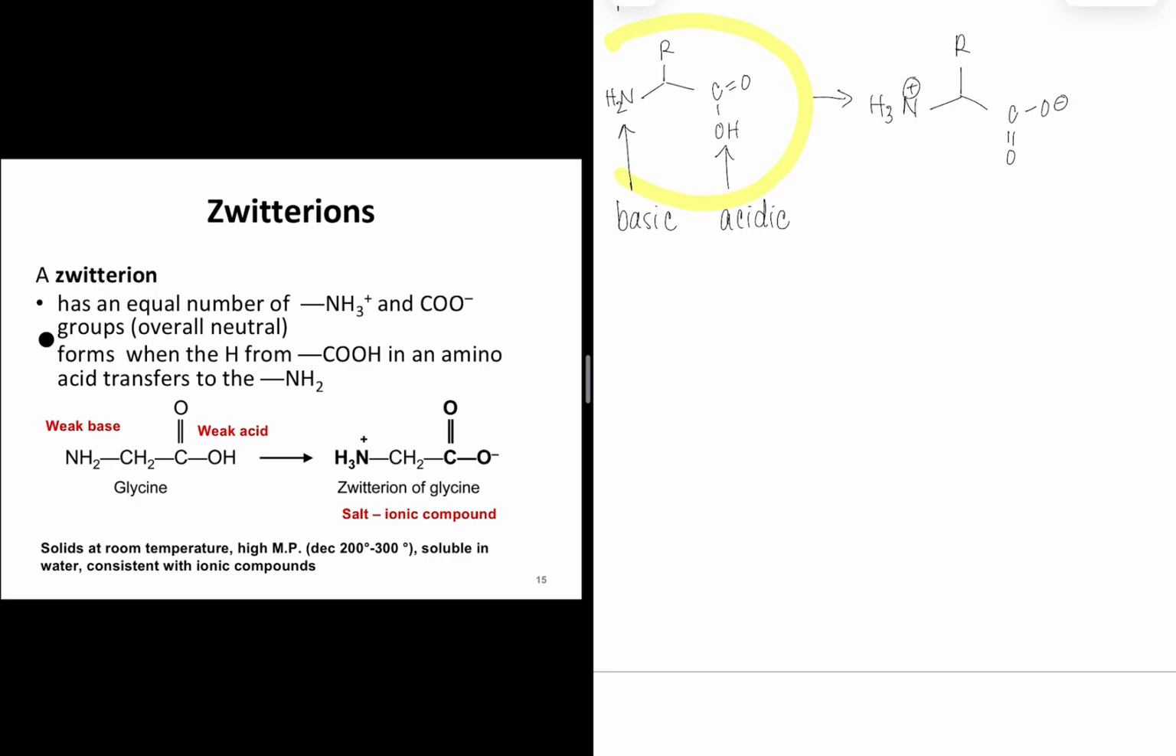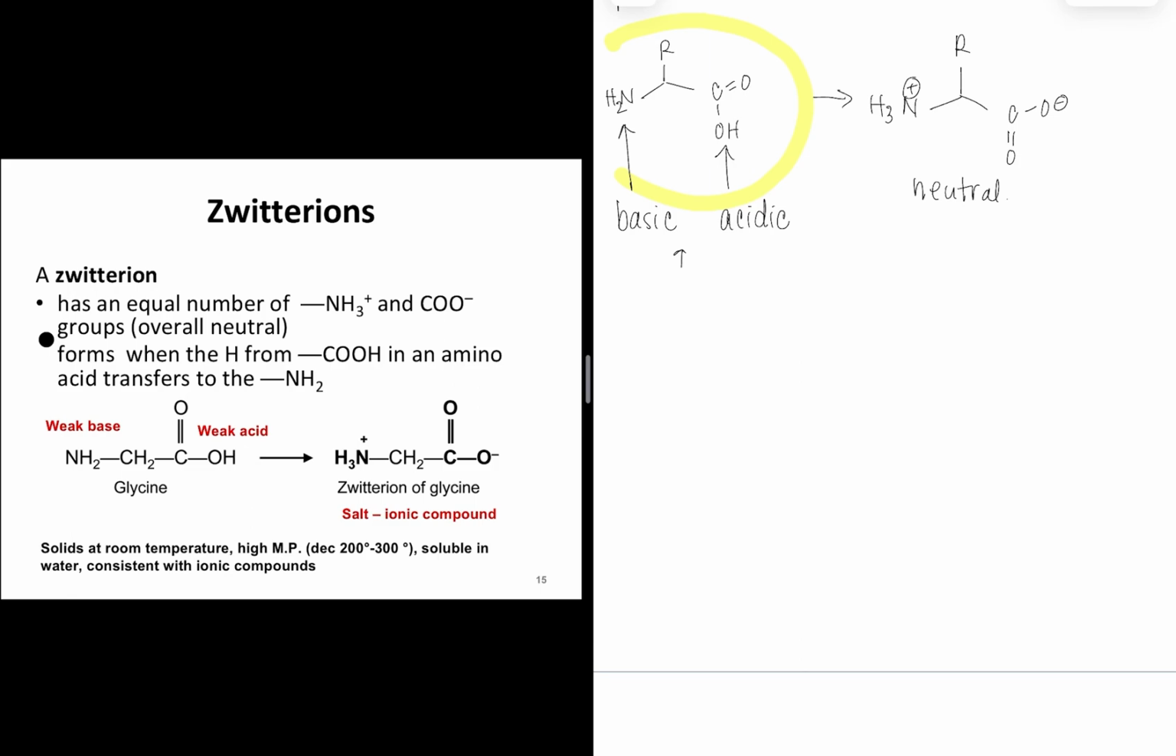So if I'm looking at this overall, this is still neutral, but now my carboxylate has been deprotonated and my amine has been protonated. And we know that this makes sense because an amine is a base and a carboxylic acid is an acid, and it exists in the same molecule. So typically your amino acid is going to look more like this than like this.